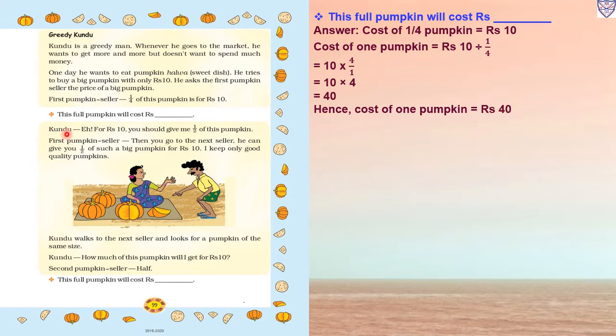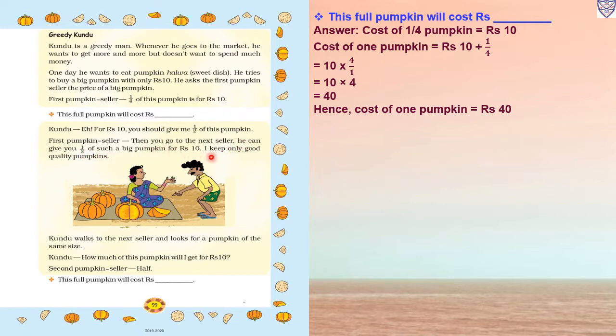Now Kundu says, hey, for rupees 10 you should give me half of the pumpkin. Now again he is asking, okay, you can give half of this pumpkin for rupees 10. Now what is the seller replying? Then you go to the next seller, he can give you half of such a big pumpkin for rupees 10.